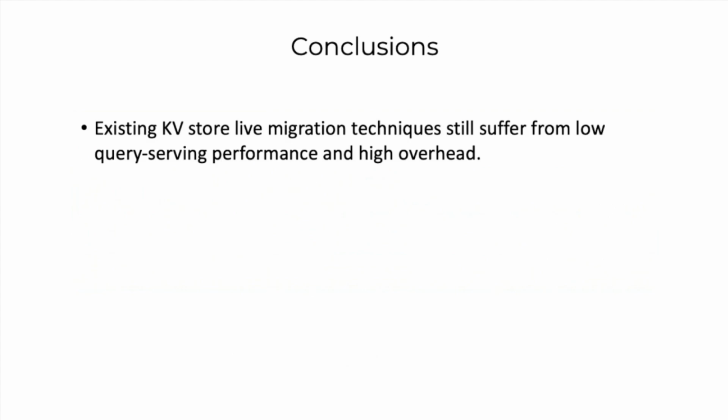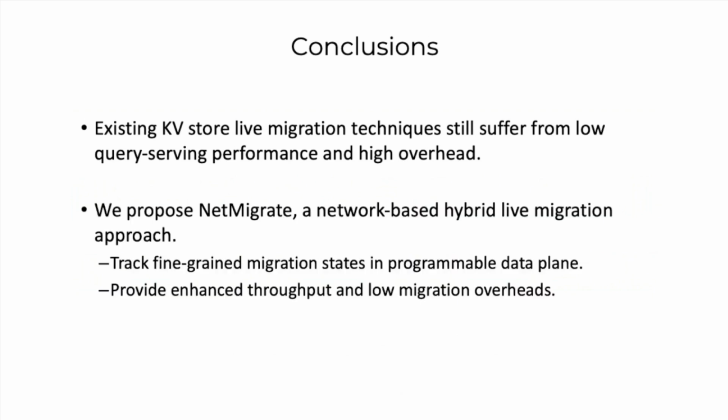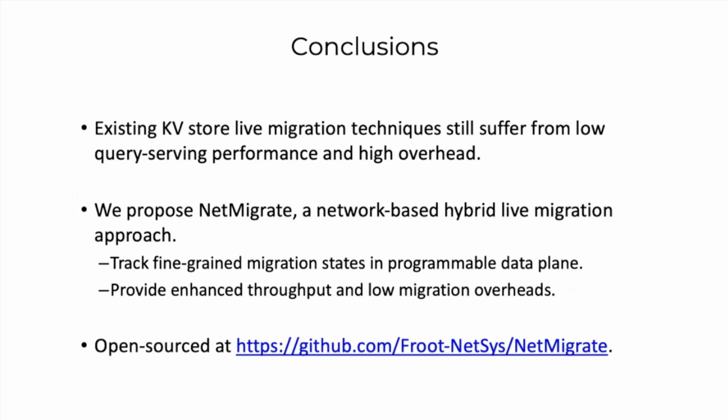So in conclusion, existing key-value store live migration systems still suffer from low query serving performance and high overhead during the migration. We propose NetMigrate here, which is a network-based hybrid live migration approach, leveraging the programmable switch. It tracks the fine-grained migration states in the programmable data plane, and it can provide enhanced throughput and low migration overheads. Also, we open sourced NetMigrate in this GitHub repo.